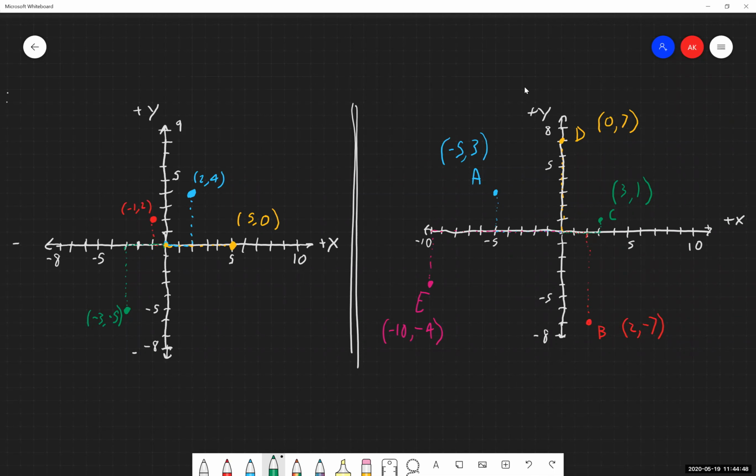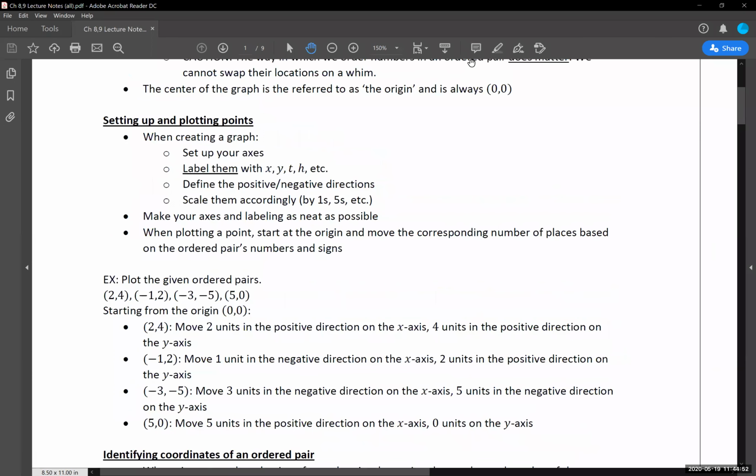And I'm going to go back to our notes really quick. Here is your guide. These are the requirements that you're looking to have every single time you create a graph for yourself. No exceptions.